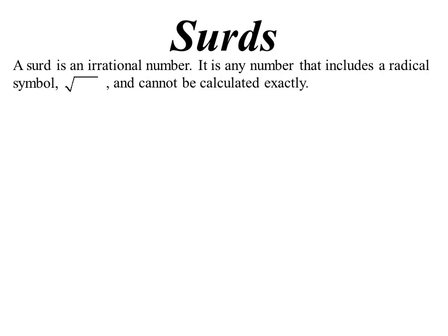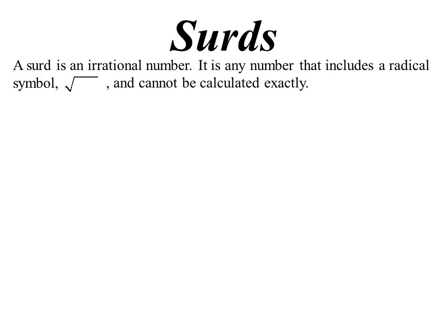Surds. So of all the irrational numbers we look at, we probably see surds more than any other irrational number. What is a surd? It's any number that includes a radical symbol. That's a radical symbol. It doesn't have to be square root. It could be cube root, fourth root, fifth root. Any radical symbol is a surd.